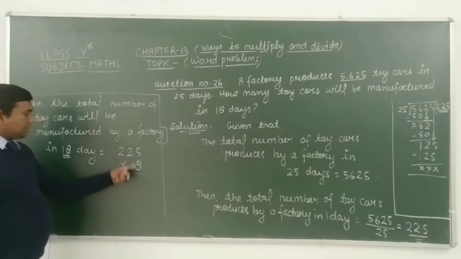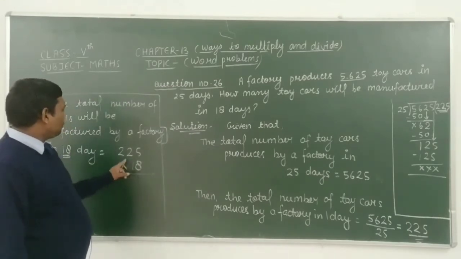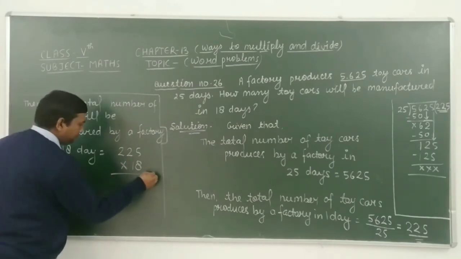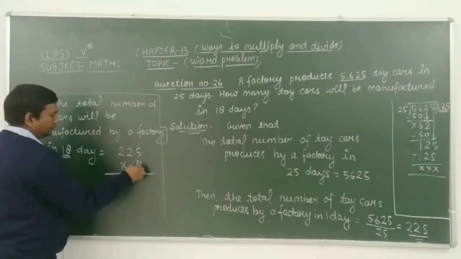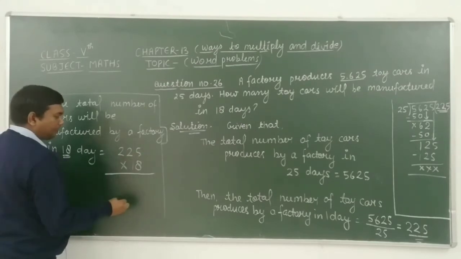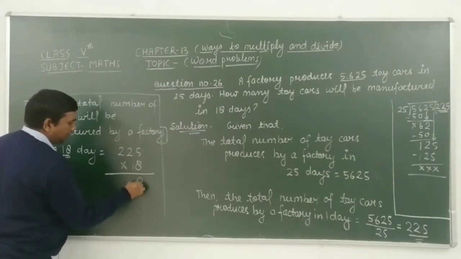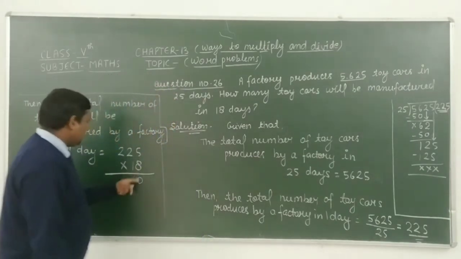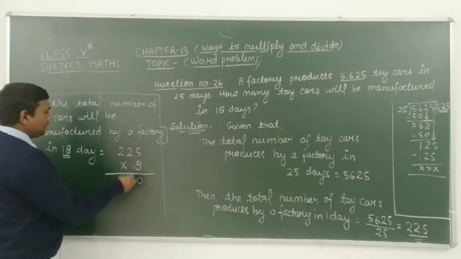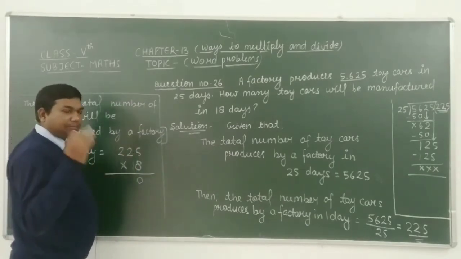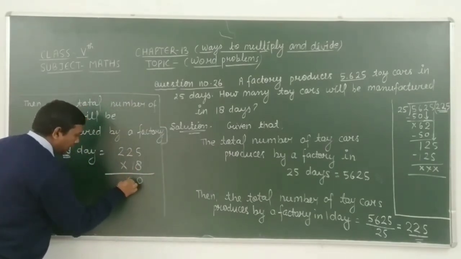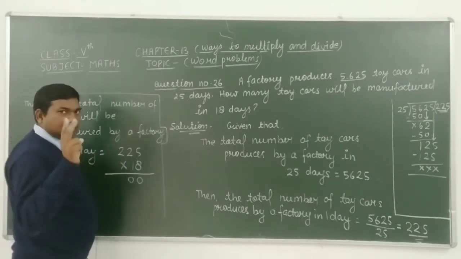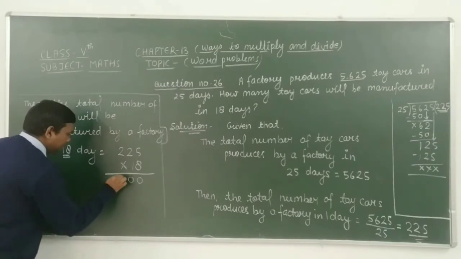Okay, now let's start the multiplication of 18 and 225. Look here carefully. 8 fives are 40. 40, 0 carry 4. Dear friends, please keep in mind here we get carry 4. 8 twos are 16. 16 plus 4 is 20. Yes, 20, 0 carry 2. 8 twos are 16. 16 plus 2 is 18.